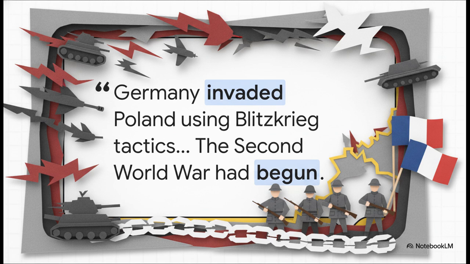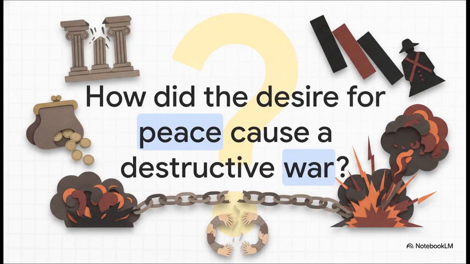Britain and France finally woke up and recognized that appeasement was a catastrophic failure. 2 days later, they honored their alliances and declared war on Germany. The interwar period was officially over. So, as we wrap up this explainer, we're left with this really haunting paradox. How did a desperate global desire for lasting peace paradoxically pave the way for an even more destructive world war?